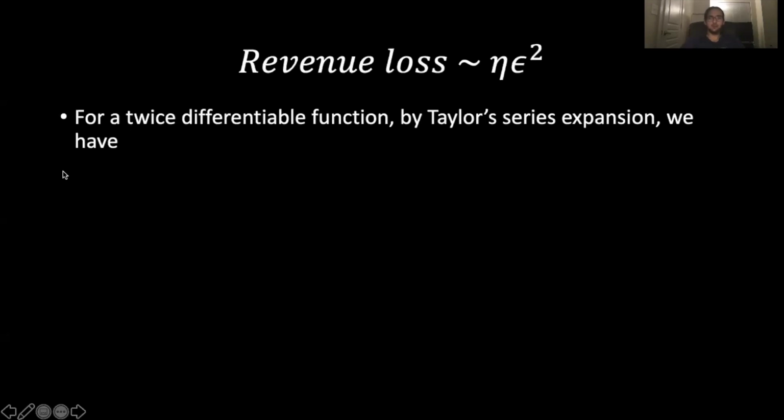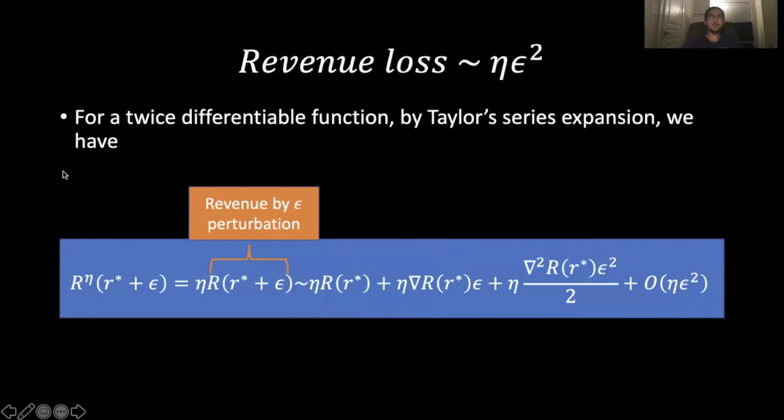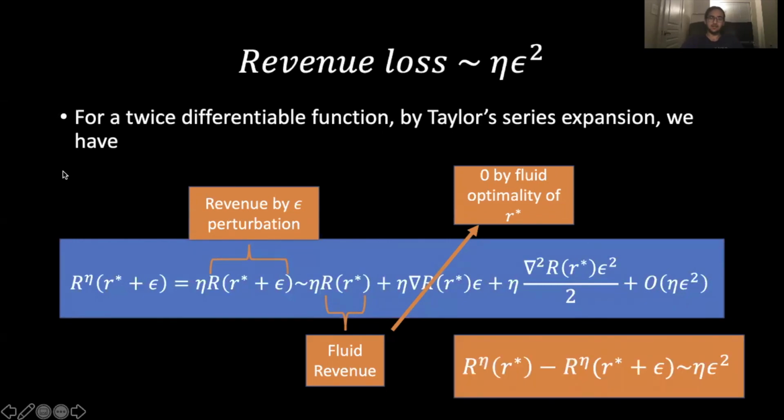Now, let's look at the second part of the proof, where we show that the revenue loss is of the order η ε². For a twice continuously differentiable function, by Taylor series expansion, we can write this, which is a second order expansion of the revenue function R. Small r star is the optimal fluid solution, which is basically λ star comma μ star. Here, R of r star plus epsilon is the revenue obtained by epsilon perturbation of arrival rates. R of r star is the fluid revenue. Now we can show that the first order term is zero by the fluid optimality of r star, which is basically the fluid optimality of λ star comma μ star. This indeed gives us that the difference between the fluid revenue and the revenue obtained by epsilon perturbation of arrival rates is of the order η ε². This completes the proof.